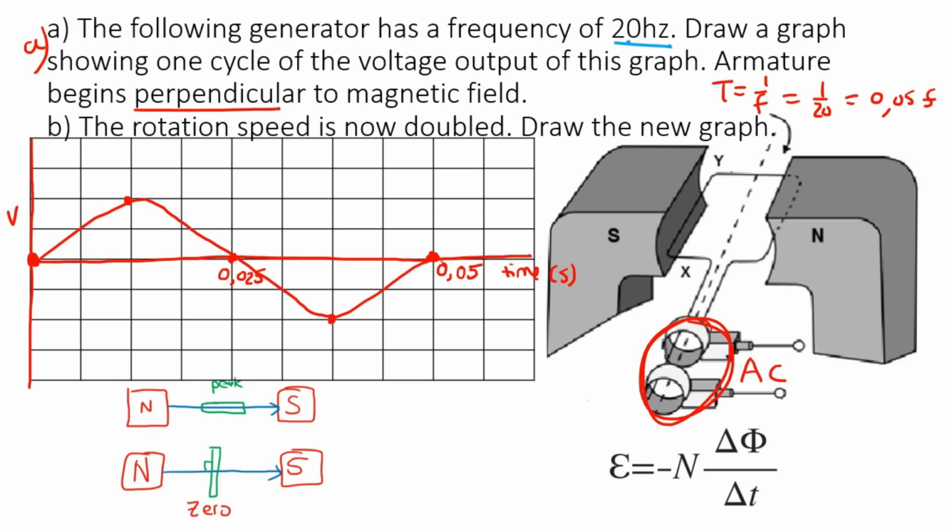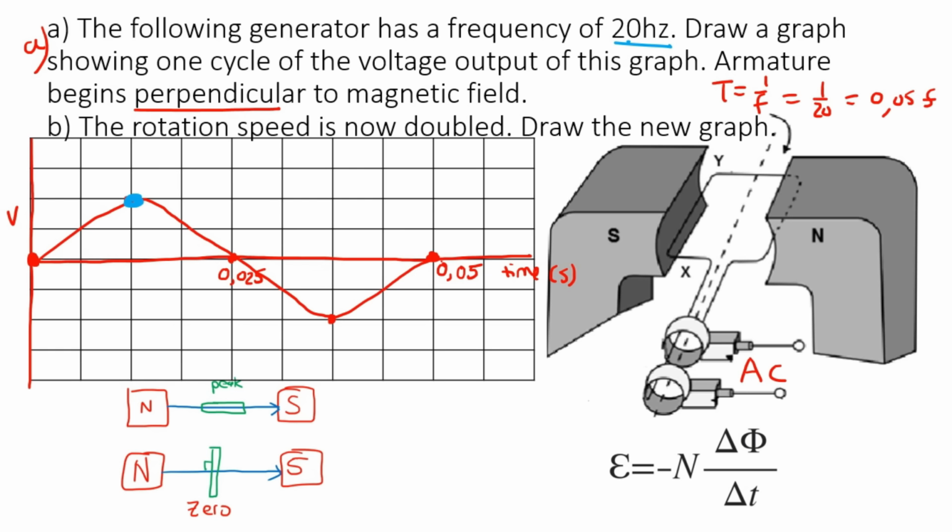Now, going into question B, they said the rotation speed is now doubled. So think about it. Without even looking at the formula, if you double the speed at which you rotate this device, your voltages are going to be larger. By the way, this peak over here is meant to be over there. I just didn't draw it perfectly. So the voltages are all going to double. This voltage is currently 0, and if you double 0, it just stays 0. So that point's not going to move.